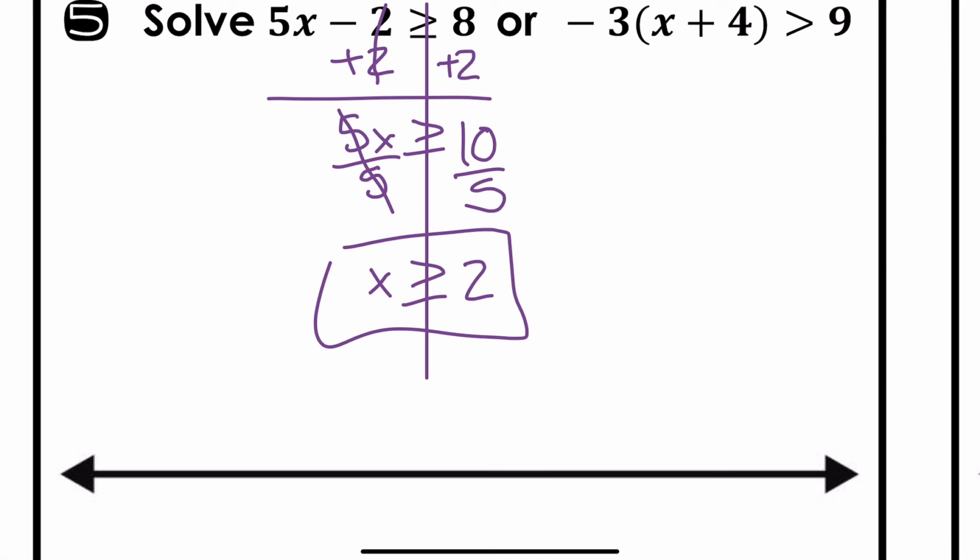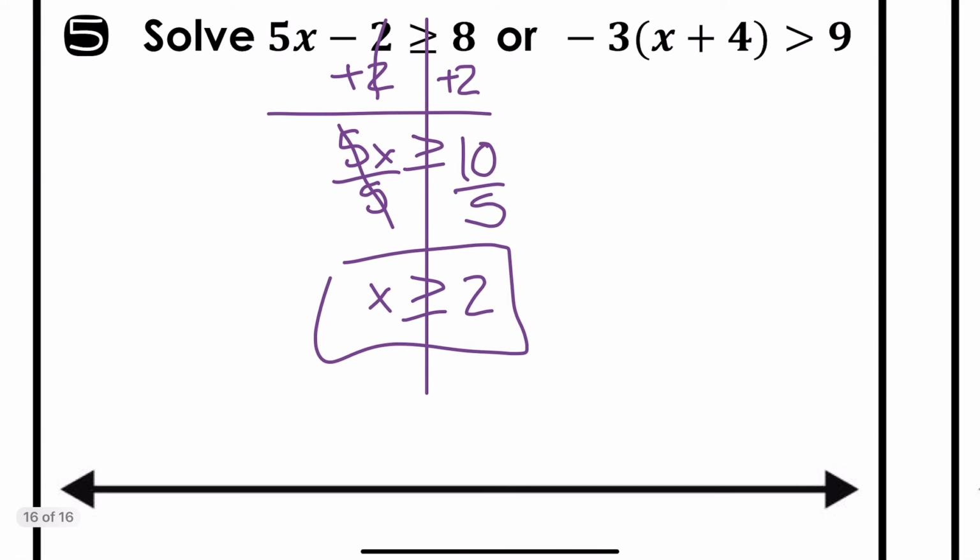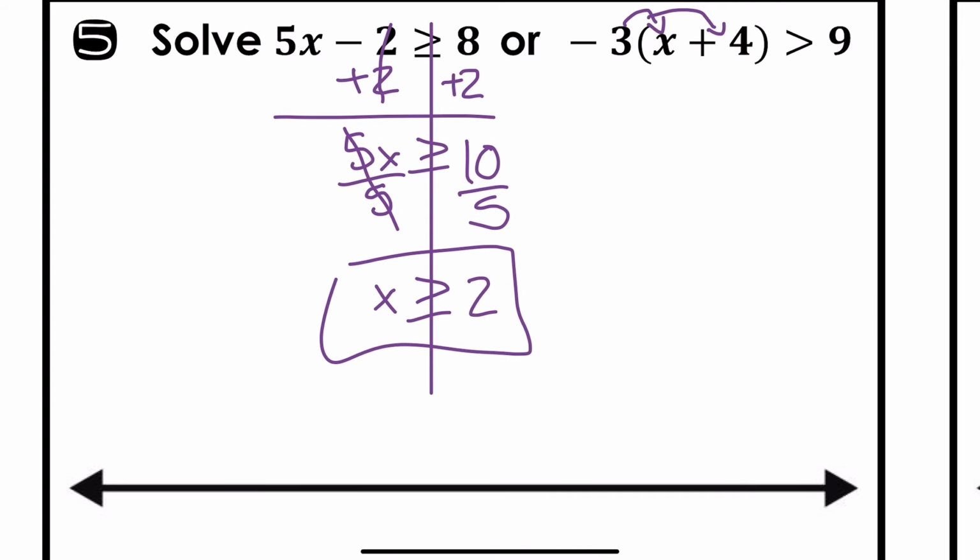All right, so let's take a look at the next problem. I see parentheses, so I know that I'm going to have to distribute first. So I'm going to multiply everything inside those parentheses by negative 3. So we got negative 3 times x, it's negative 3x. And negative 3 times positive 4 is going to give me a negative 12. All right, I forgot to draw my line. Not bad. But our sign is going to stay the same, and that other side is going to stay the same because we haven't touched it yet. We haven't started canceling. We just distributed.